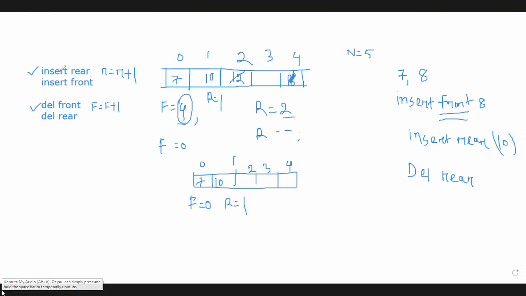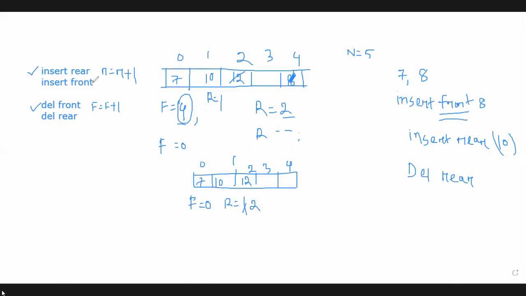Okay. And if we want to insert data at the rear side, how will the pointer value be changed? The rear value will be increased by 1, and here we can add 12. Now the new value of rear will be 2. That is insertion at rear. Just increase the value of the rear pointer by 1, then insert the data. And another operation is insert from front.